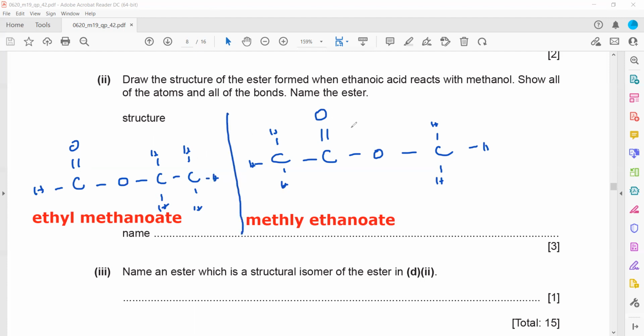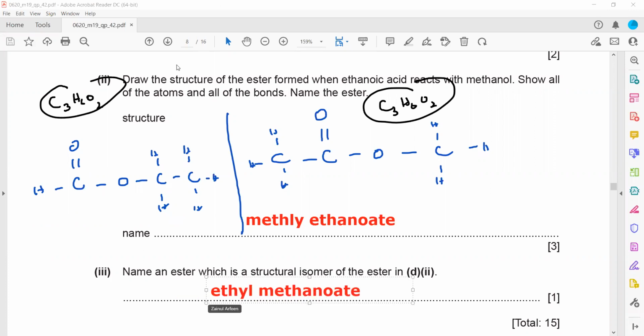These two compounds have the same molecular formula. How do they have the same molecular formula? When we count the number of carbons, 1, 2, 3. So it contains 3 carbon atoms, 6 hydrogen atoms, and 2 oxygen atoms. C3H6O2, and this also is C3H6O2. So both have the same molecular formula, but they have different structures. That's why we call them isomers. So if you want to draw an isomer of methyl ethanoate, the isomer will be ethyl methanoate. We just switch the position.